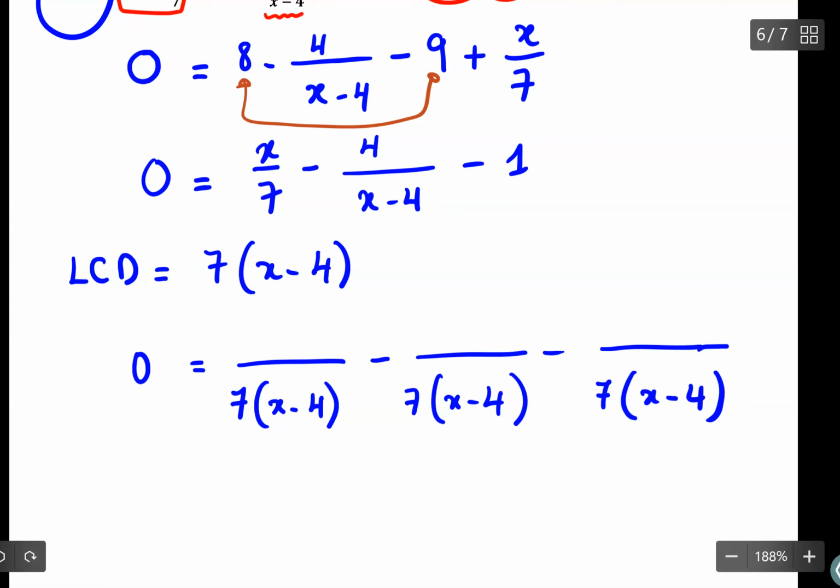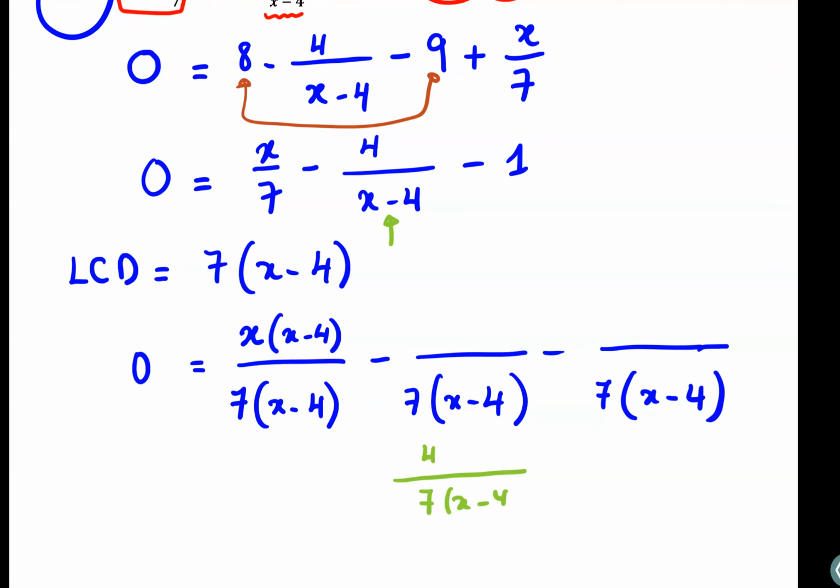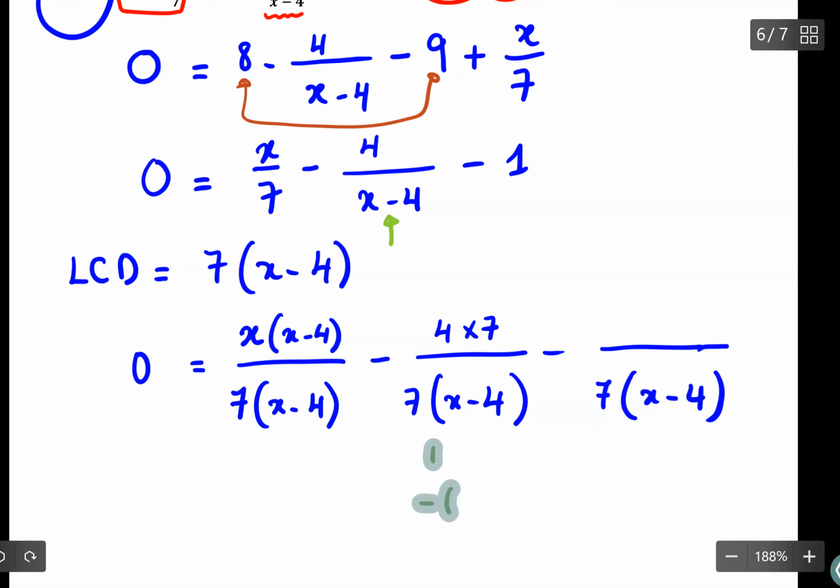I want you to note this. Here's your first fraction, which is x over 7. But then you turn that into 7 times x minus 4. It means that you must multiply x minus 4 to the top. Keep that in mind. In this fraction you have 4 on top, but now the bottom you have 7 times x minus 4. The original one you only have x minus 4. That means you multiply by 7. Therefore you take 4 times 7. The last one is in fact 1 over 1. Then you turn that into 7 times x minus 4 as a denominator. It means you have to multiply the denominator and the numerator by 7 times x minus 4.